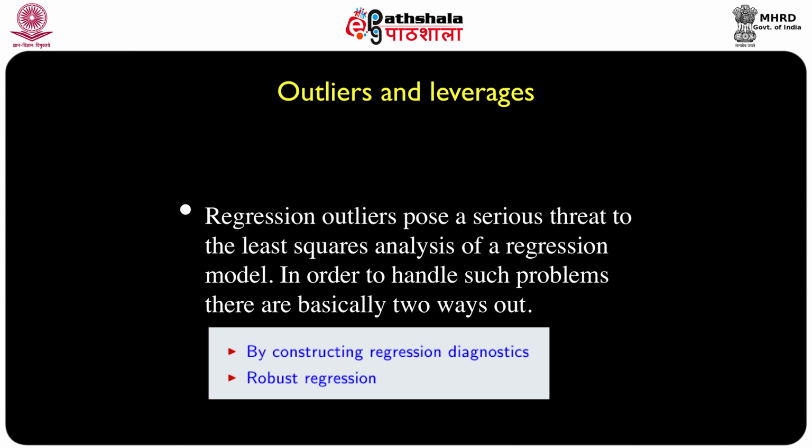In order to handle such a problem, there are basically two ways out. The first is by constructing regression diagnostics. In this method, we fit a regression model to the data, find the diagnostics, detect outliers, and then remove them from the data set and fit a regression model to the fresh data set. Or we can use robust regression techniques, where we do not remove the outliers from the data set, but instead of the least squares method, we use other robust regression techniques under which the parameter estimates are not influenced by the presence of outliers.